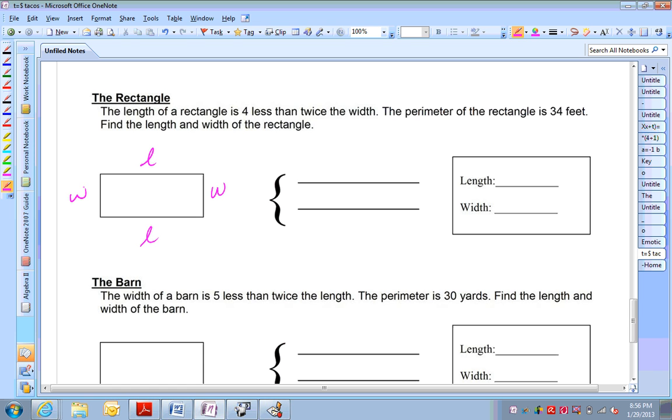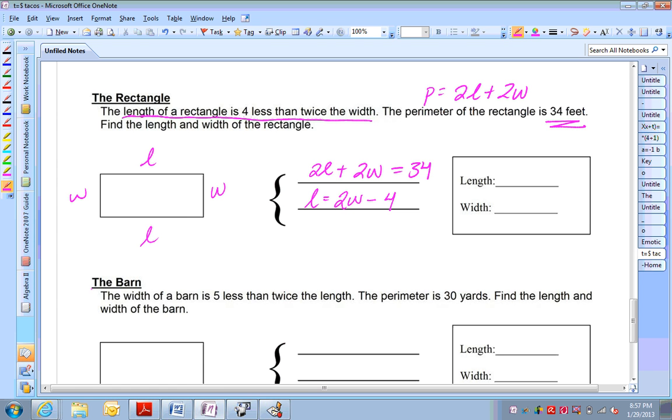They give us the information that the perimeter is 34 feet. So somehow we have to remember that the perimeter of a rectangle is 2 times the length plus 2 times the width. So 2 times the length plus 2 times the width has to equal 34. Okay? And they also tell us that the length of the rectangle is 4 less than twice the width. So the length equals 2 times the width, and then 4 less than that would be minus 4.